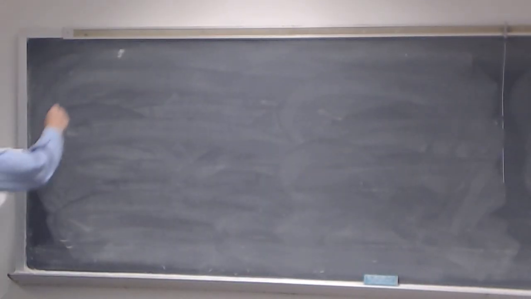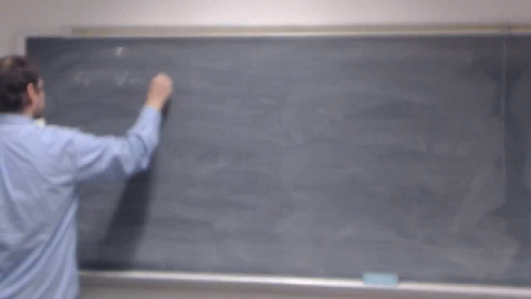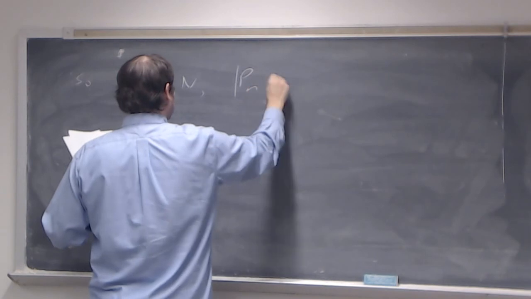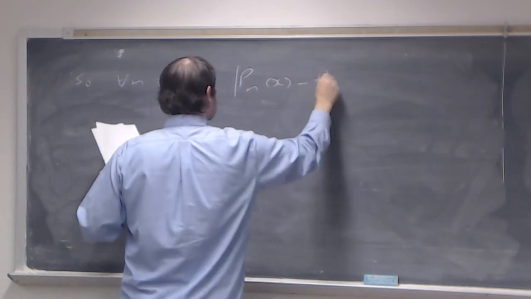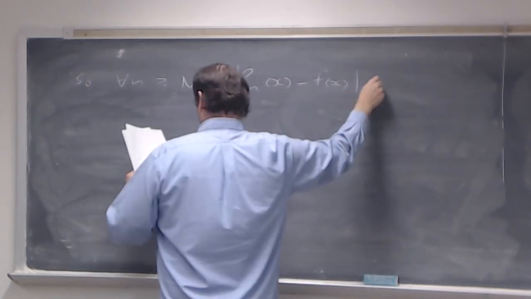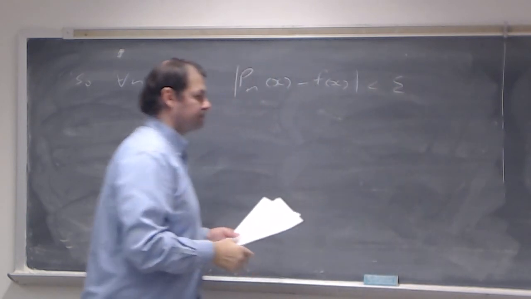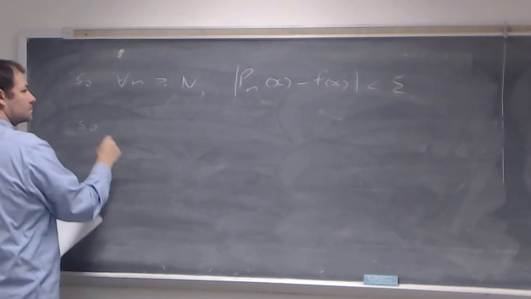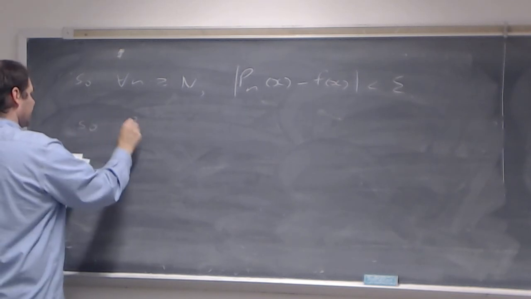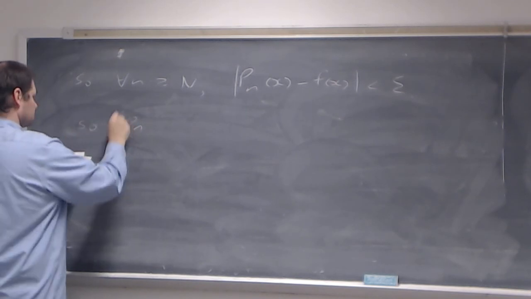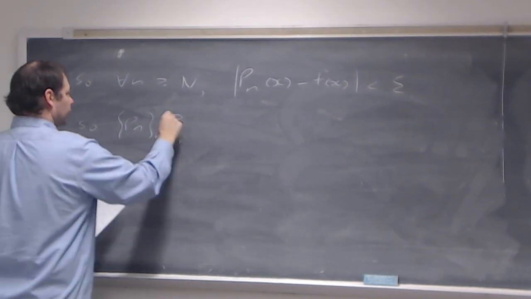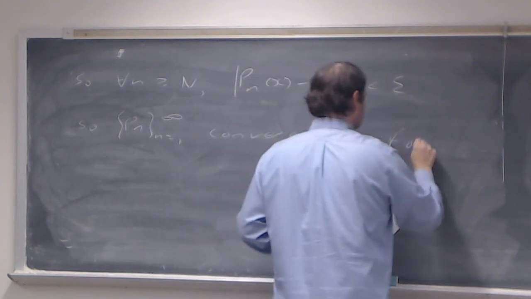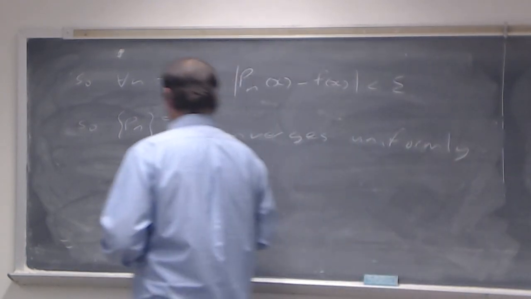So, here's what we get. For all n greater than or equal to that natural number, the norm of p sub n of x minus f of x will be less than epsilon. So what this says is that p sub n converges uniformly to f of x.